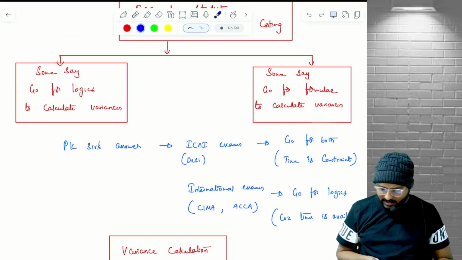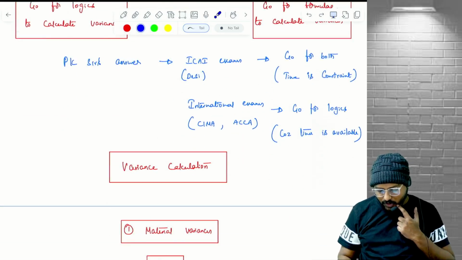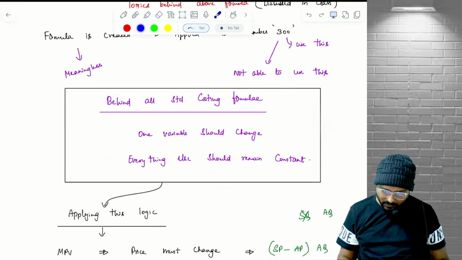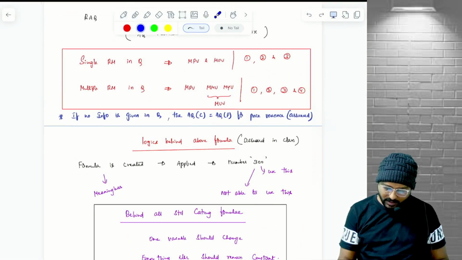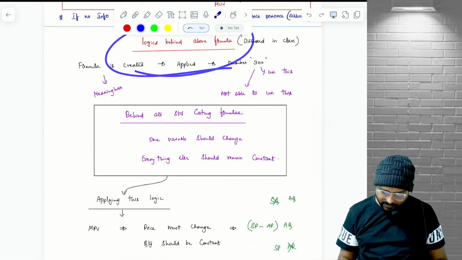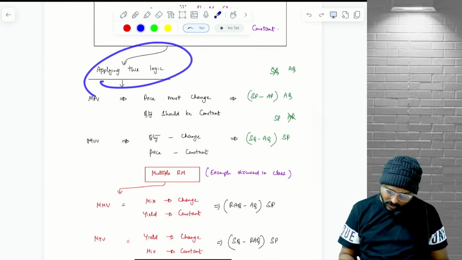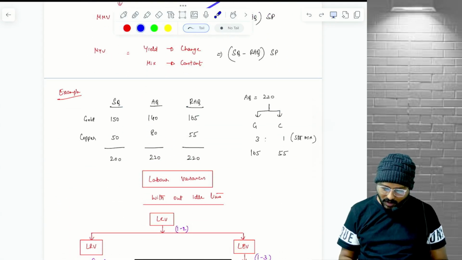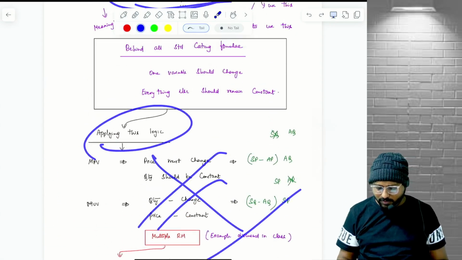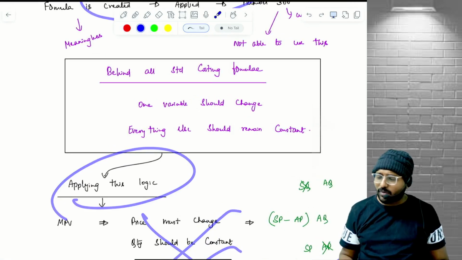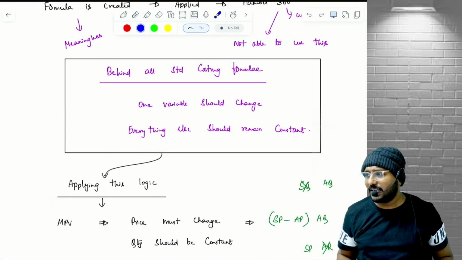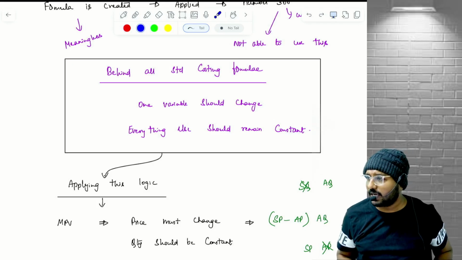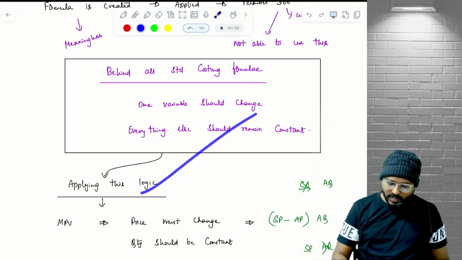Right? I think that's enough today. Tomorrow, we'll go with the logics. See here, I gave you the logics for everything. I've explained the logic behind the formula, and applying this logic, we can solve without the formula also. Are you able to understand? I gave you an example here. We'll be solving without formula also. But the problem is in the examination, it will take too much time. You get it?